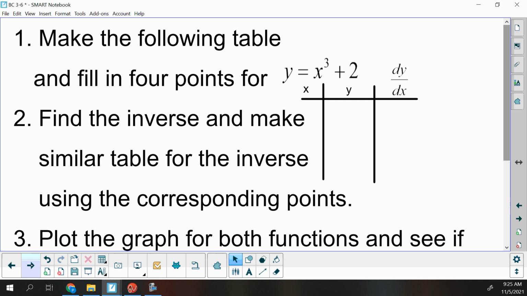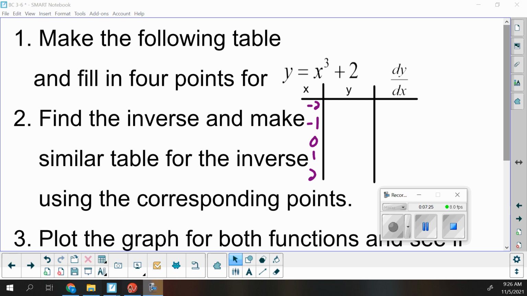I'm going to have you use 5 points. So let's do at -2. Let's do -1, 0, 1, and 2. And we're going to pause for 2 minutes again. I want you to find your y values for x cubed plus 2 and your derivative values at each of those points. So we'll go ahead and pause for 2 minutes to give you a chance to do that.